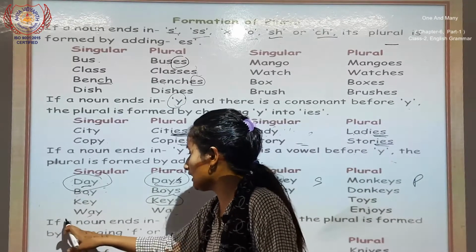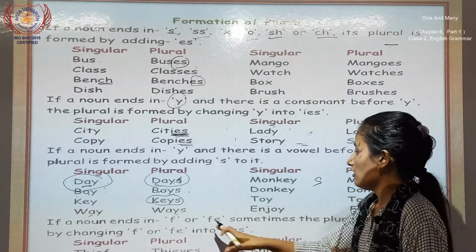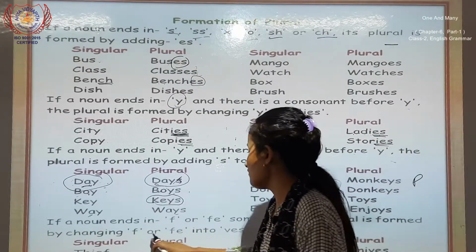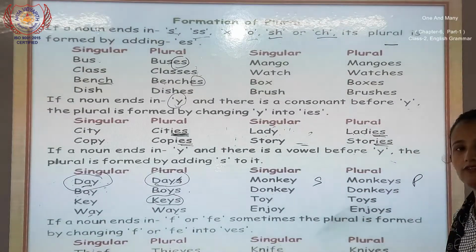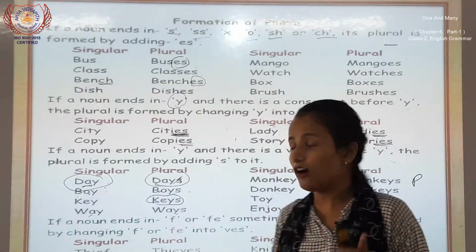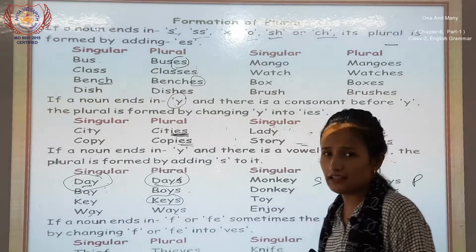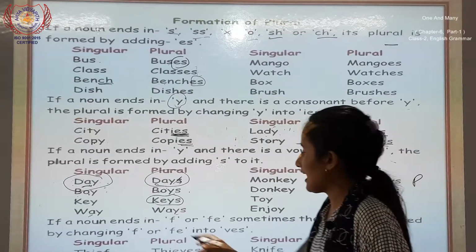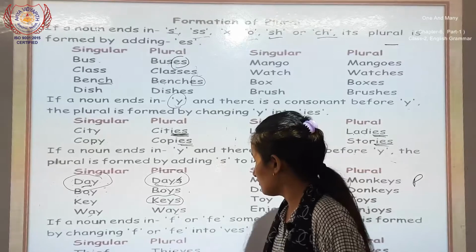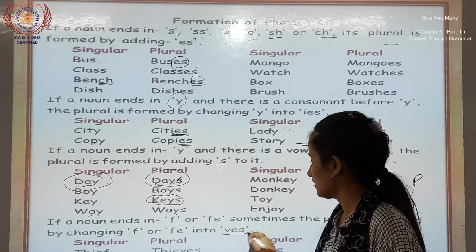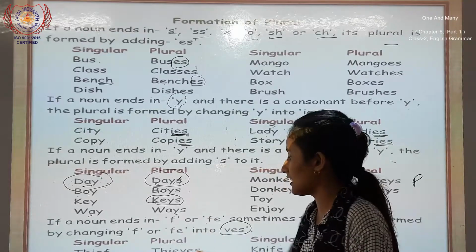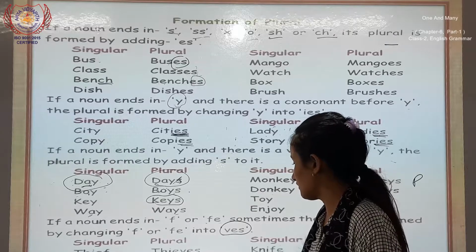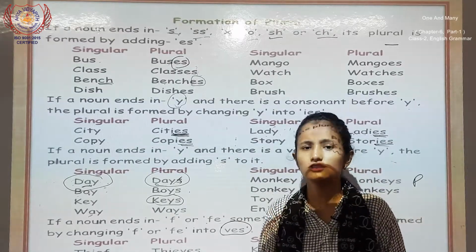So in next you can see, if a noun ends in f or fe, sometimes the plural is formed by changing f or fe into ves. Whenever words end with f or fe, like THIEF, thief, so we have to write f और fe के बदले में क्या लिखना है, VES. Like THIEF, thief, THIEVES, thieves, ये word VES, we have to use VES.